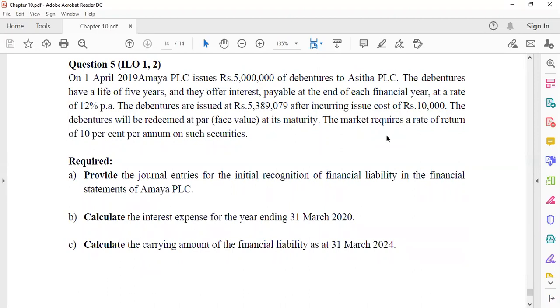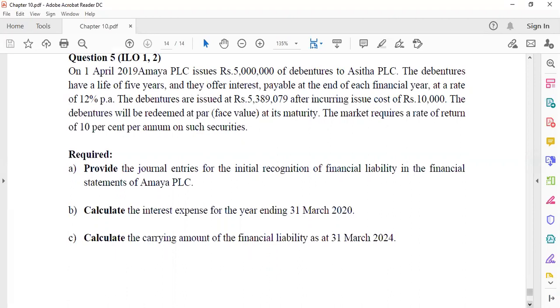On 1st of April 2019, Amara PLC issues 5 million debentures, at 12%. Just have a look at that. In the tutorial, you have discussed this question. Do you want me to discuss this, or can you simply manage with what you have discussed in the lecture?